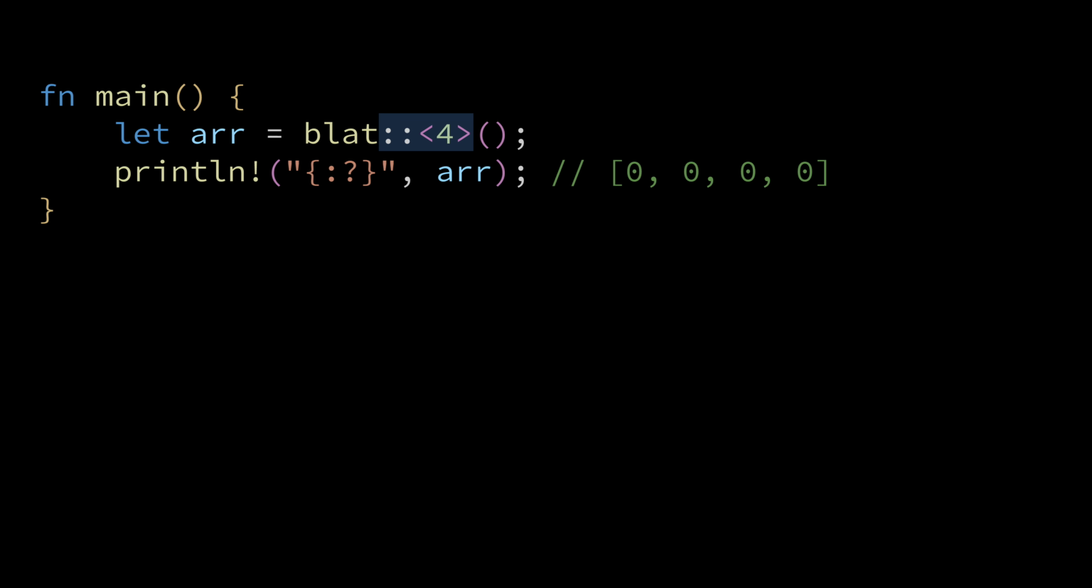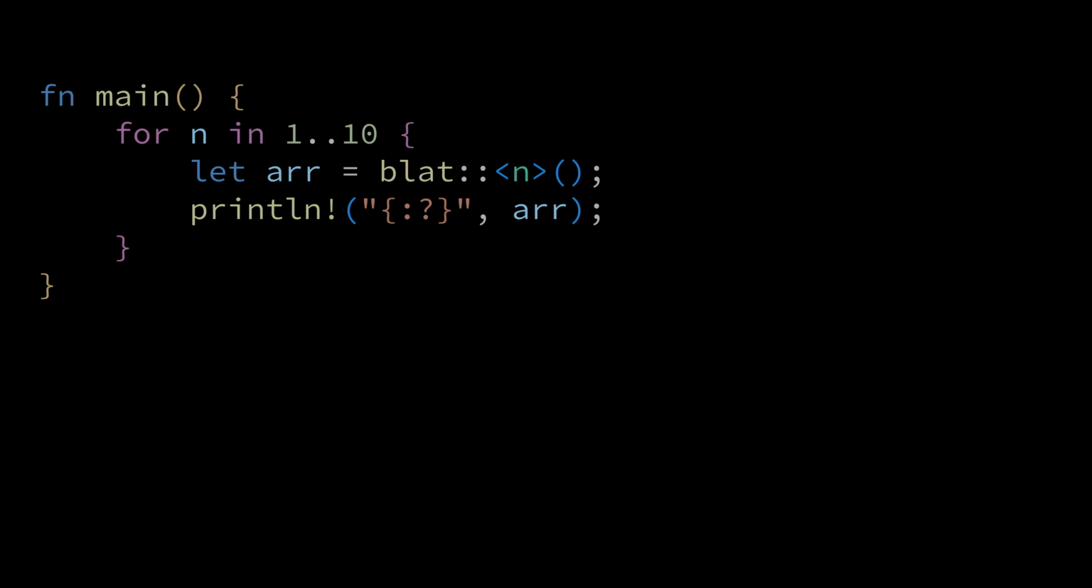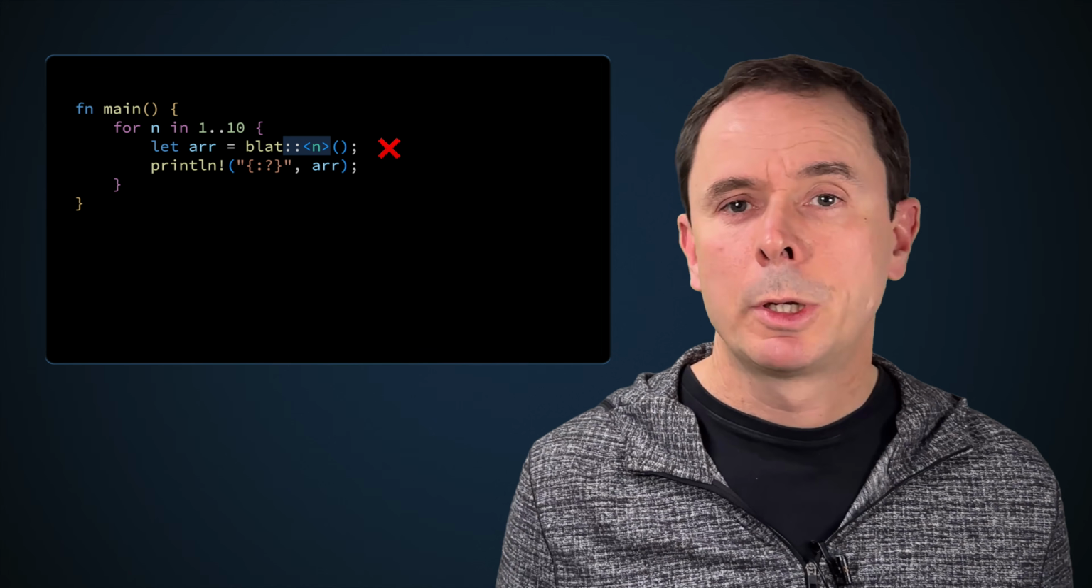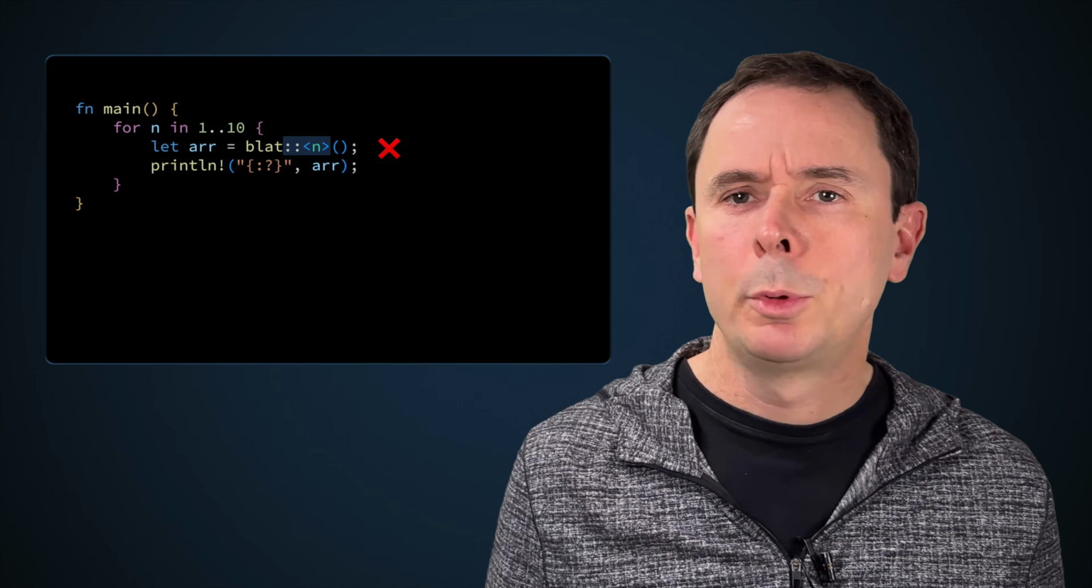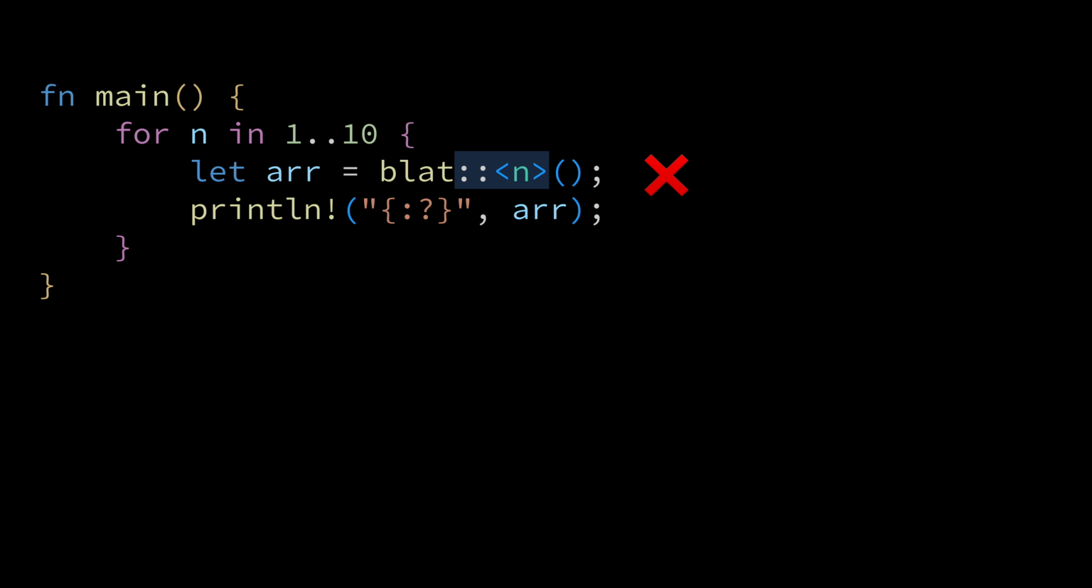So if I use turbofish syntax to call the function with n set to 4, I get back an array with 4 elements. That value for n must be a constant at compile time. If I try to call this in a loop with a variable for n, this won't compile. It's not a constant. And that makes sense because if it did compile, what type would the array be? The loop body is a single piece of code. It can't have a different type each time round the loop.